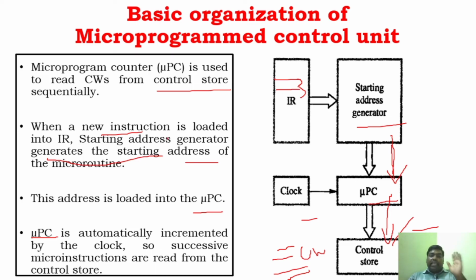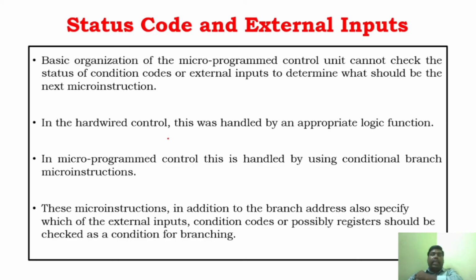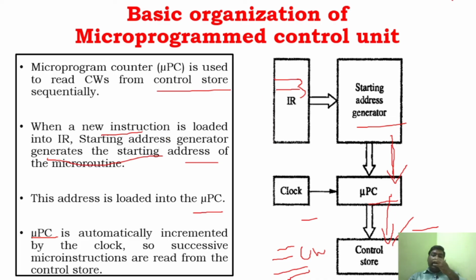But this is a basic microprogrammed control unit. What does the basic microprogram control unit do? It will just execute the control words one by one. But whenever there is a branching operation, there will not be a sequential operation. While executing a particular instruction, suddenly it has to go to some other location, or go back to the previous location.